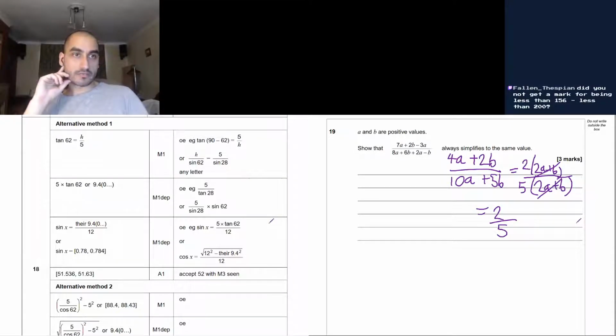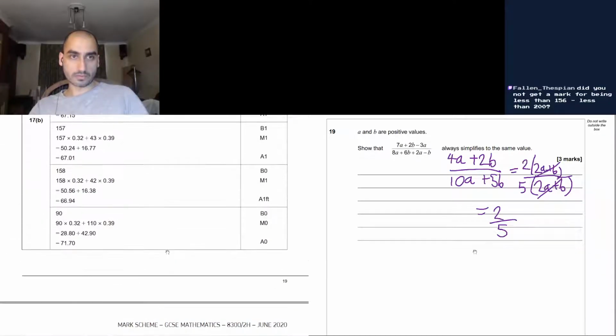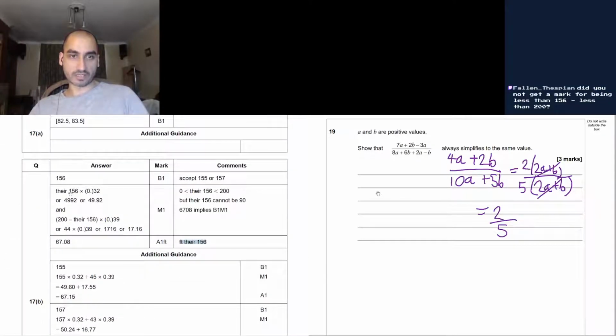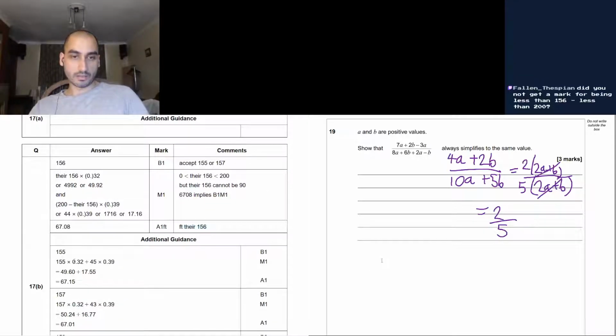Did you not get a mark for being less than 156 minus less than 200? But what that is saying is if I had a different number instead of 156, which was less, because I read the graph wrong. But I don't think that applies because I read the graph correctly. I had 156, which is the correct number to use. I multiplied it by 0.39 instead of 0.32. So... Oh!